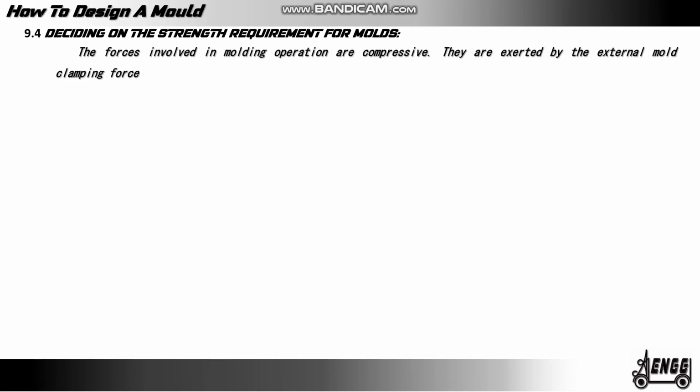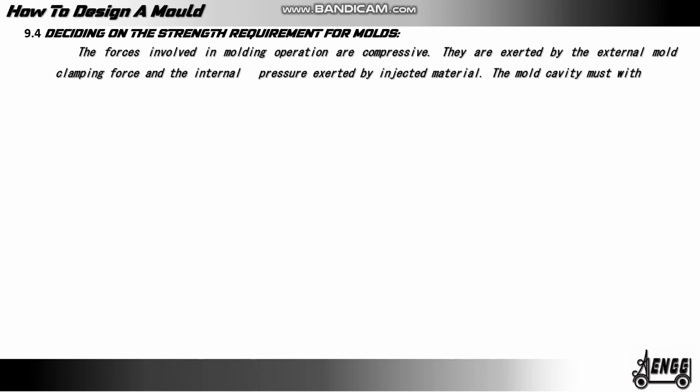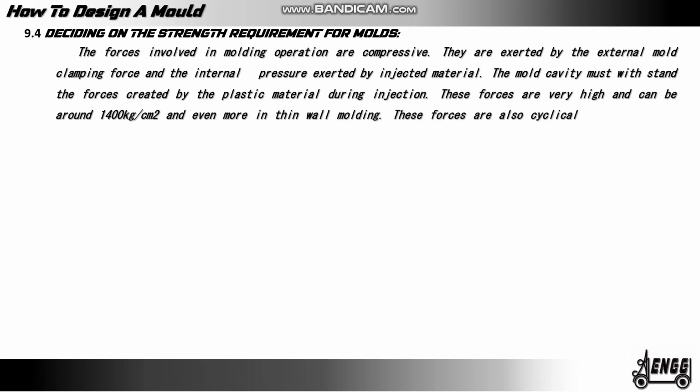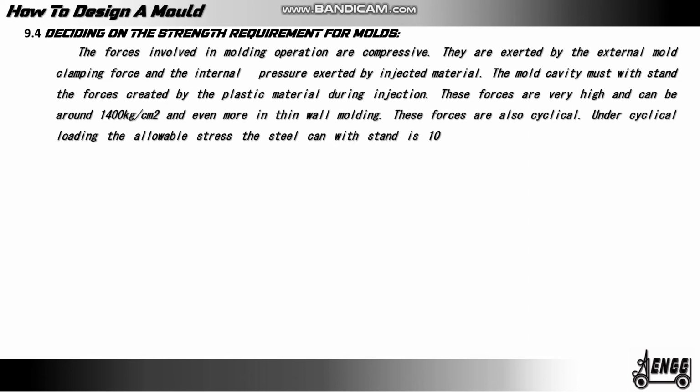Deciding on the strength requirement for mold. The forces involved in molding operations are compressive. They are exerted by the external mold clamping force and the internal pressure exerted by injected material. The mold cavity must withstand the forces created by the plastic material during injection. These forces are very high and can be around 1400 kg per square centimeter and even more in thin wall molding. These forces are also cyclical. Under cyclical loading, the allowable stress the steel can withstand is 10% below the yield stress of the mold material.